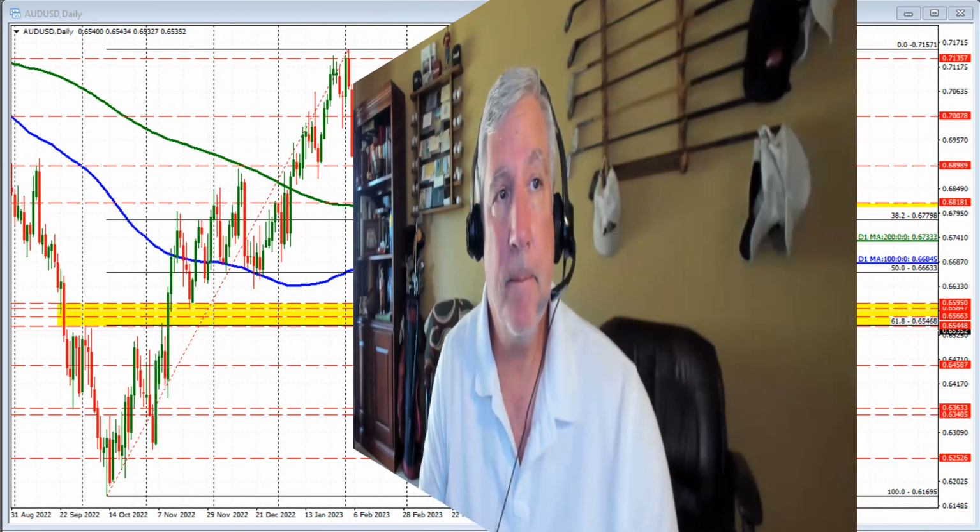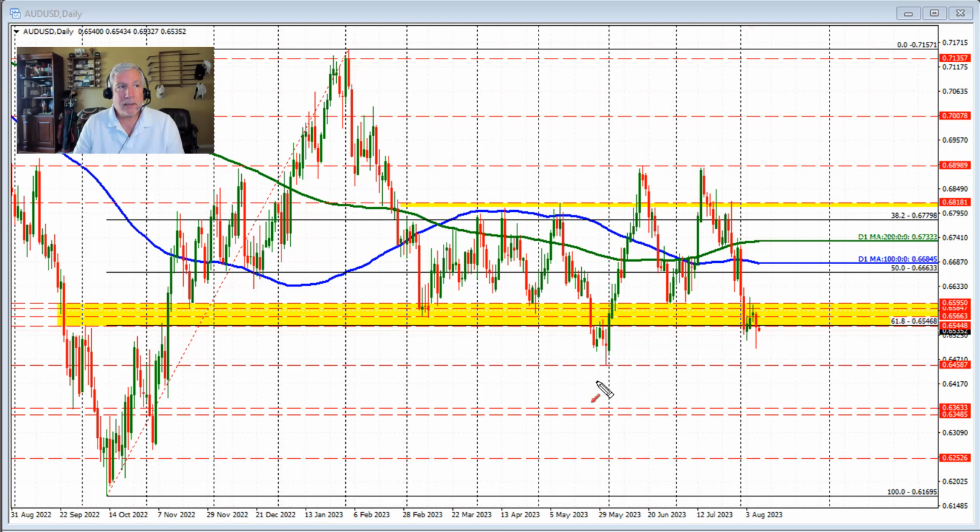I'm going to take a look at the Aussie versus US dollar. So let's get started. I'm going to start by taking a look at the daily chart. And this yellow area right here, it's sort of a runway, if you will, that goes all the way back into 2022, September 2022 to be exact.